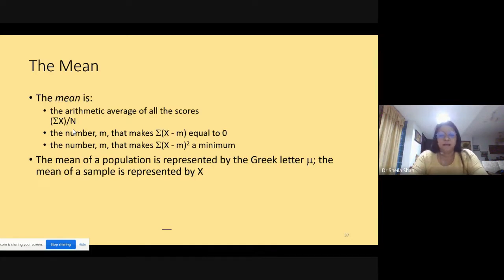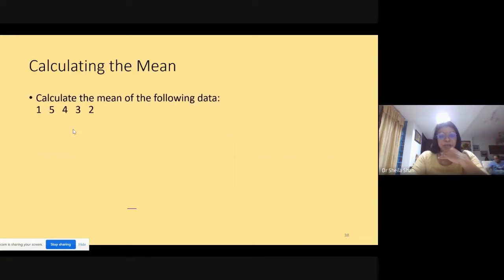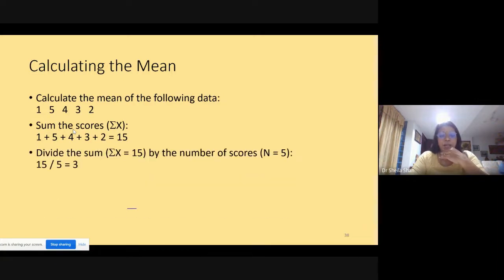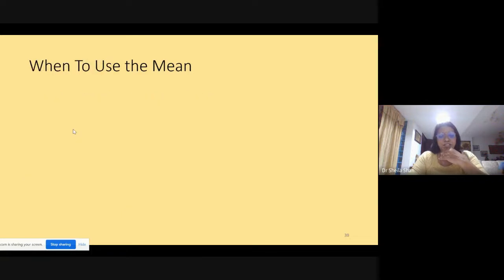Okay, so now we are talking about population and sample. Sample also will have its mean, population also will have its mean. So the population mean we call mu, and the sample mean we represent with x-bar. How to calculate, I'm sure all of you know: you add up everything and then you divide by the number of scores. The sample here is 5, so you divide by 5. So the mean is 3.